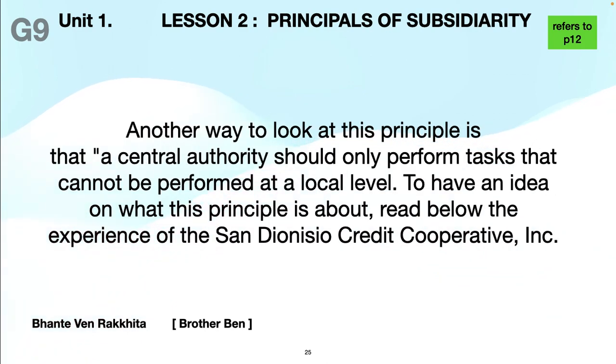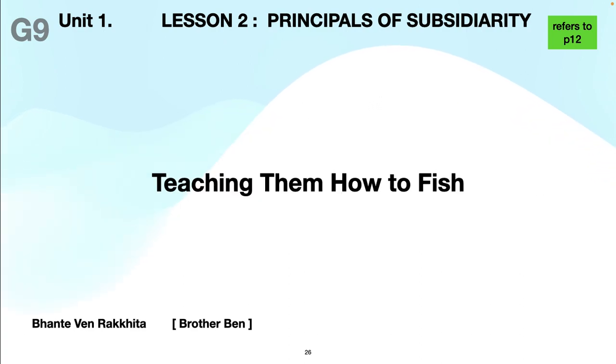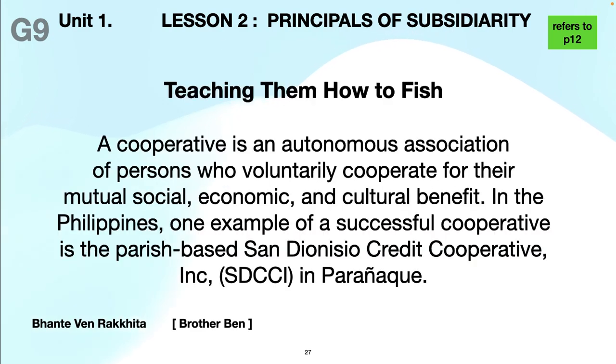Another way to look at this principle is that a central authority should only perform tasks that cannot be performed at a local level. To have an idea on what this principle is about, read below the experience of the San Dionisio Credit Cooperative Incorporated. Okay, so let's move on then to the Victories of Life, Teaching Them How to Fish.